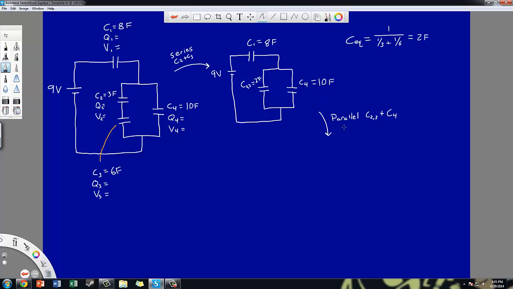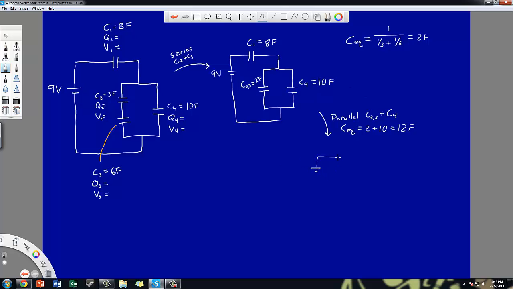And the equation for parallel circuits, if we go ahead and find the equivalent capacitance, it's just the sum of the capacitance values. So I get C23, which was 2 farads, plus the capacitance of C4, which is 10. Get the calculator out for that one. I get 12 farads. And now what I'm going to do is just redraw this again.